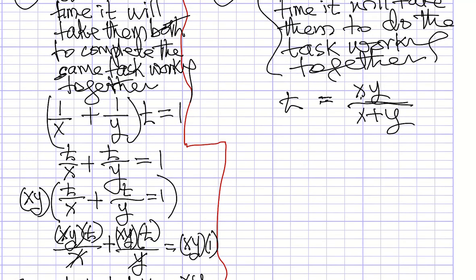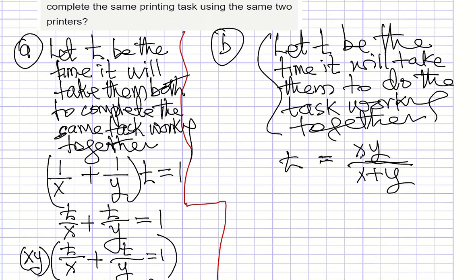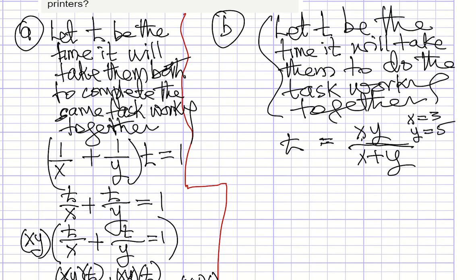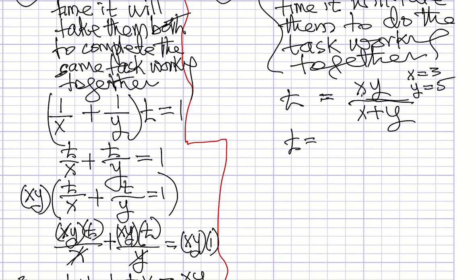So from what we see up there, we have this. Our stipulation, from the problem, is that we can choose x equals 3 and y equals 5. And then we'll solve for t. t equals 3 times 5 over 3 plus 5. What is that? That's 15 over 8. That's it. There's nothing more you can do. We're done with that. You see that, right?